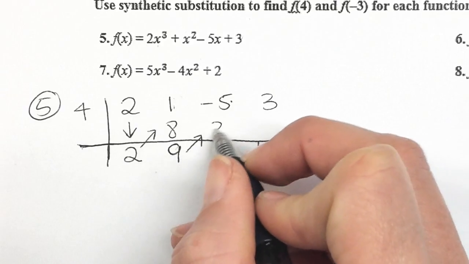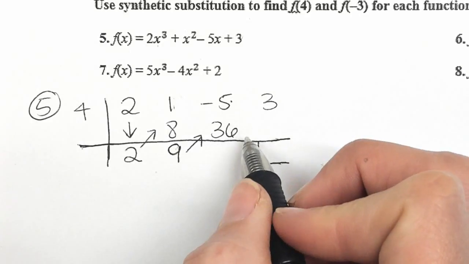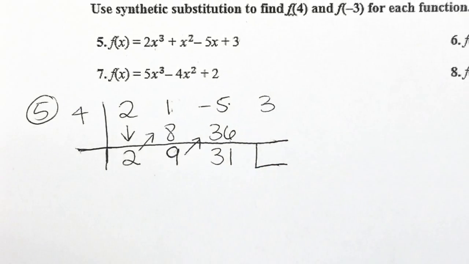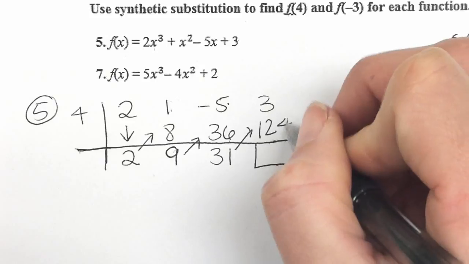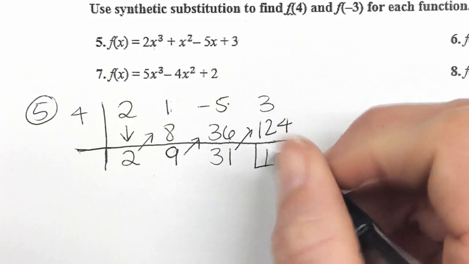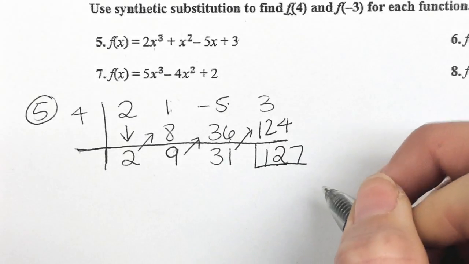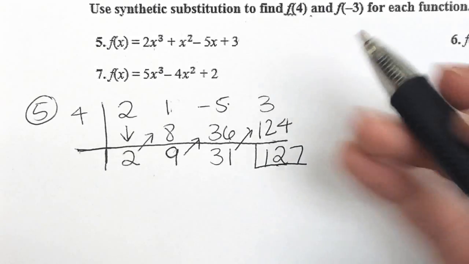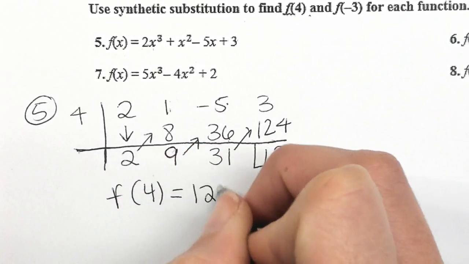Multiply by 4, we'll get 36. And then -5 plus 36. And then 31 times 4. 124. Okay, that goes up here. And then 124 plus 3. So 127 is called our what? Remainder. Good. And that's all it's asking for when it's asking for f of 4. So for our final answer, we would write f of 4 equals 127.